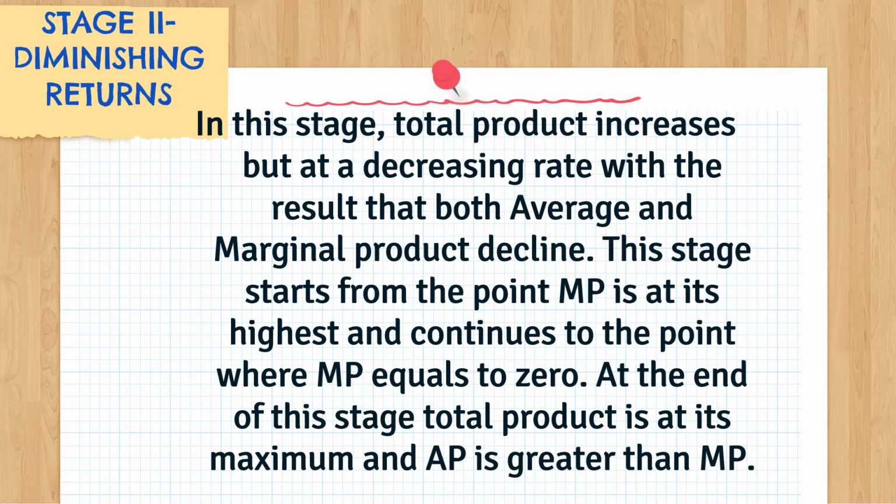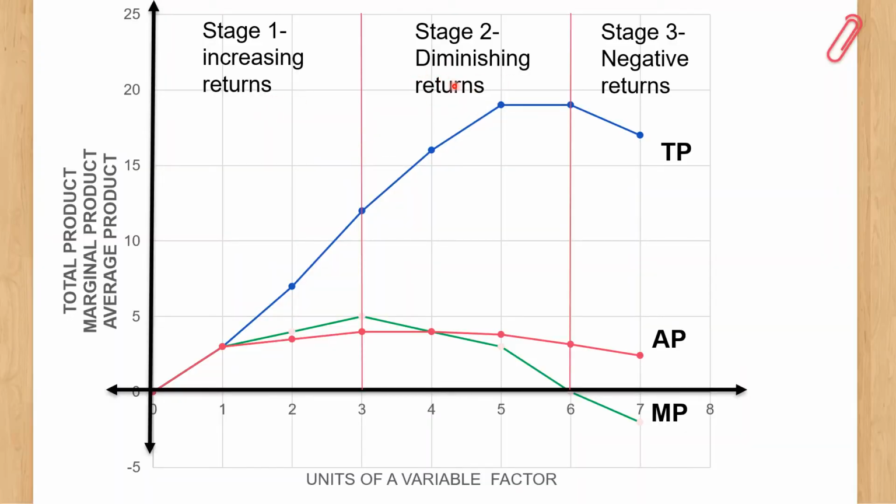Moving on to the second stage, which is called the stage of diminishing returns. In this stage, total product increases but at a decreasing rate, with the result that both average and marginal product decline. This stage starts from the point where MP is at its highest and continues to the point where MP equals 0. At the end of the stage, total product is at its maximum and AP is greater than MP. Let's refer to the diagram to study stage 2.